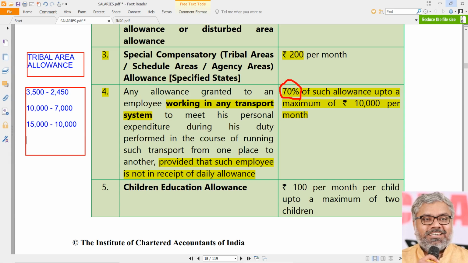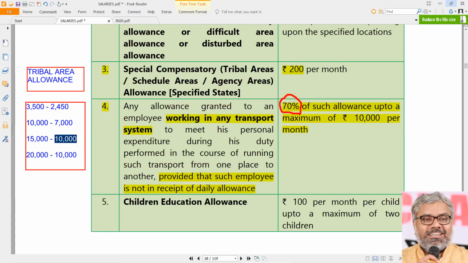Likewise, if an employee receives 20,000 rupees as allowance, then how much will be exempt? Once again, a maximum of 10,000 rupees only will be exempt, even though 70% of 20,000 is 14,000. You cannot get 14,000 exemption. You can get only 10,000 exemption. So this 10,000 is a maximum exemption. Don't think that it is a flat amount, or that below that the entire allowance is exempt.